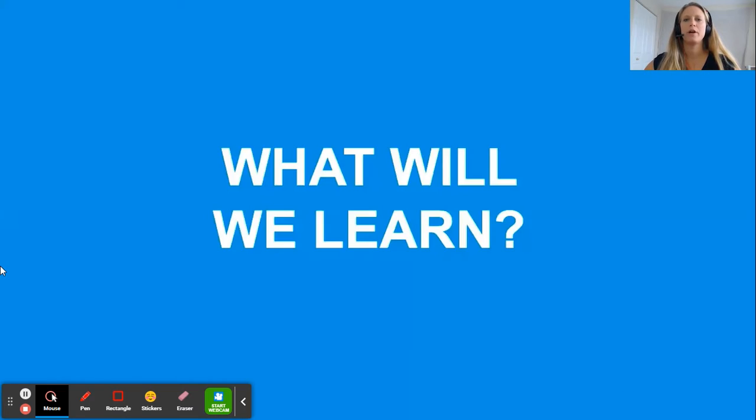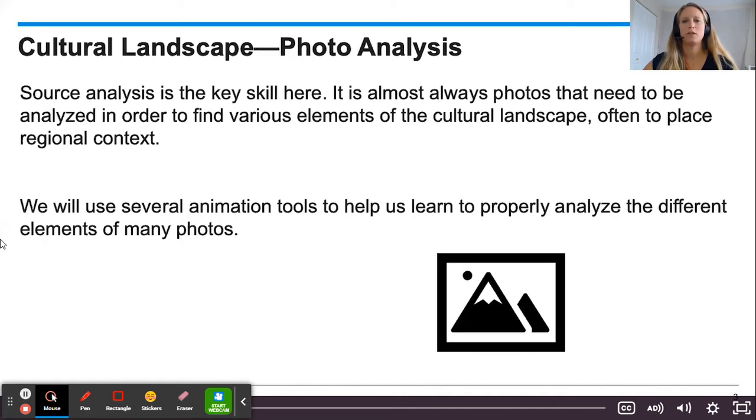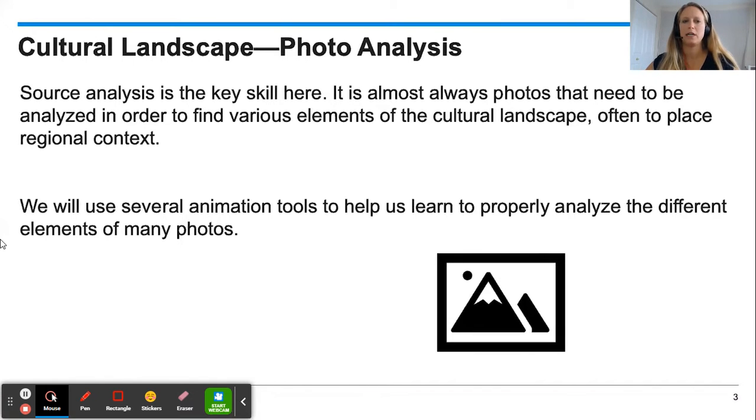So today we're going to go more into the skill behind cultural landscapes, which is photo analysis. Source analysis is one of the big skills that you need to know in AP Human Geography, and being able to look at a photo and analyze different elements of the cultural landscape is very important. So we have a lot of animation tools we can use to look at this and a lot of photos that we can do.